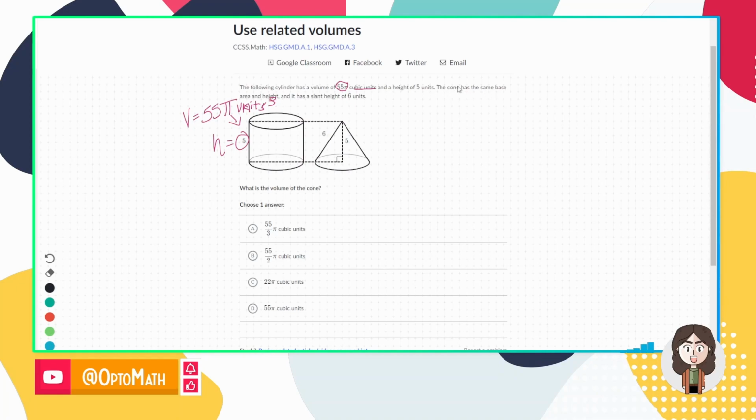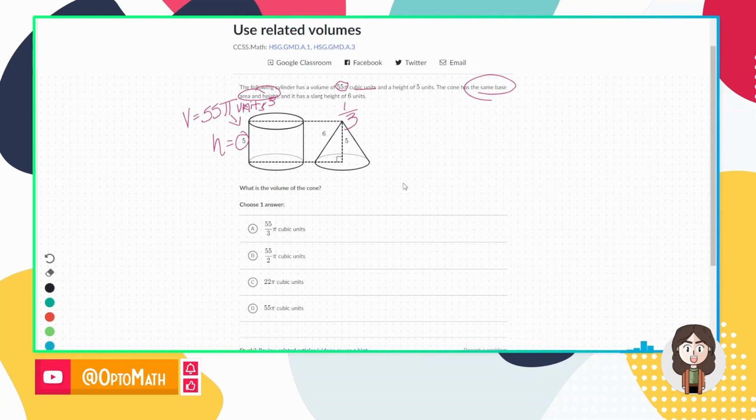The cone has the same base area and height. Okay, we definitely know some relationships with the same base area and height of a prism-like figure to a pyramid-like figure if they have the same base area and height. So that's going to be interesting. And it has a slant height of 6, which we see. What is the volume of the cone? Okay, so the relationship here, again, because of these two things, same base area and height, the cone is 1/3 the volume of the cylinder.